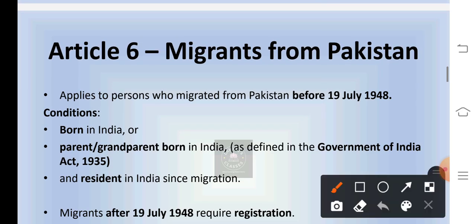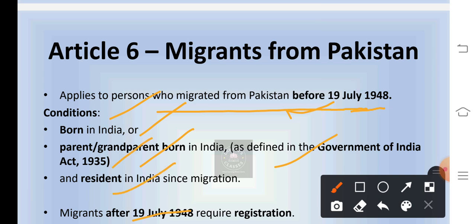Article 6. It defines the migrants from Pakistan, and this article applies to two types of people: those who have migrated from Pakistan before 19th July 1948 and those who migrated after 19th July 1948. For the first aspect, that is those who migrated before 19th July, the conditions are they should be born in India, or his or her parent or grandparent must be born in India as defined in the Government of India Act 1935, and must be a resident in India since migration.